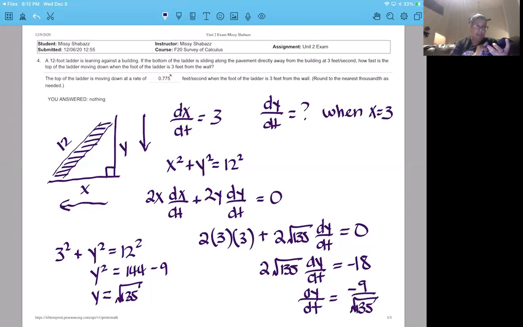So 9 divided by the square root of 135, I get 0.7745966669. They want us to round to the nearest thousandth, so I should get 0.775. So dy dt is negative 0.775.